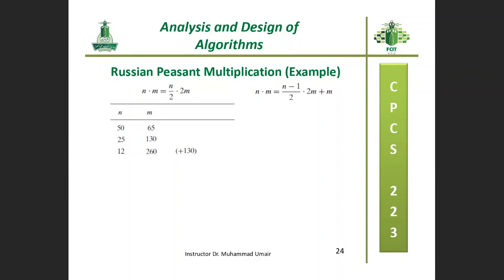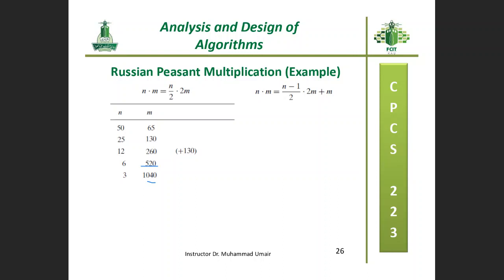Is that clear? Now further reduce n by 2 because it is even. So it will become 6 and 260 will be multiplied by 2, that will be 520. Again 6 is even, so we'll reduce, it will be 3, and if you multiply this 520 it will be 1040.